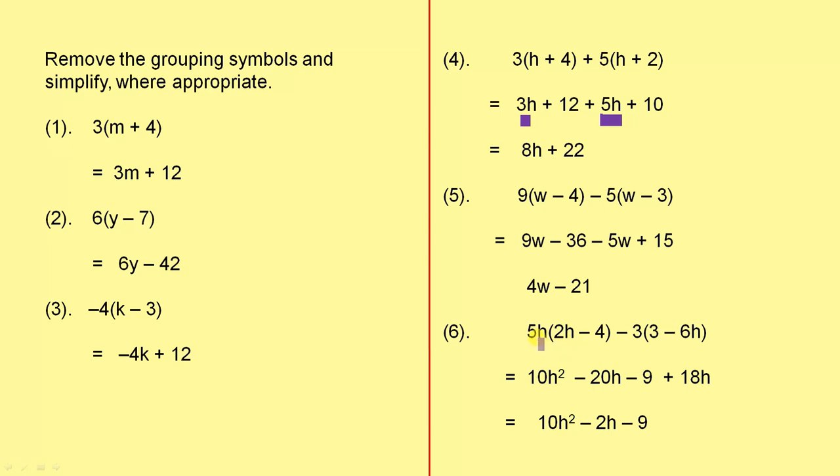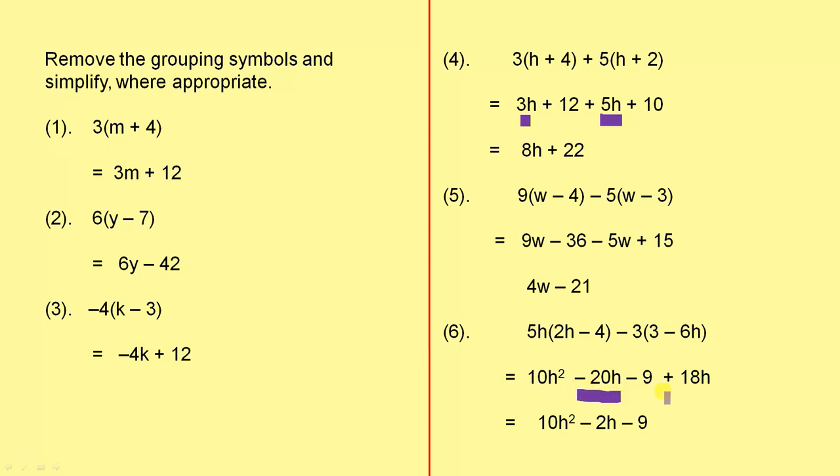Number 6, 5h times 2h is 10h squared. 5h times minus 4 is minus 20h. Minus 3 times 3 is minus 9, and minus 3 times minus 6h is plus 18h. That gives us 10h squared.